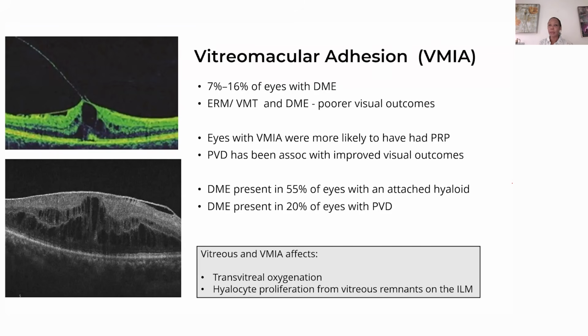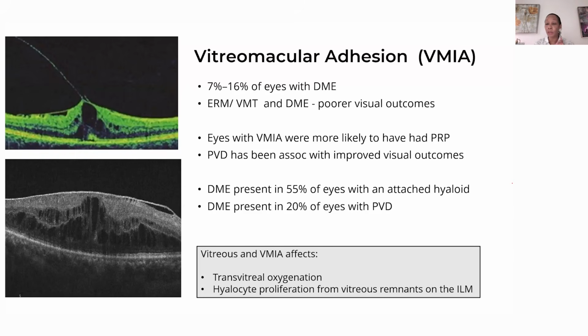We're going to move on to vitreomacular adhesions, and these are of different types. They have been described as J-shaped or V-shaped, depending on how much pull you have and the effect it's going to have on the retina. Vitreomacular adhesions occur in about 7 to 16% of eyes with diabetic macular edema. It's probably more common than we realize. Patients who have epiretinal membranes with vitreomacular traction and diabetic macular edema usually have poorer visual outcomes. Patients who have early vitrectomy usually do better because they don't tend to get the vitreomacular traction, which results in a lot of other complications.